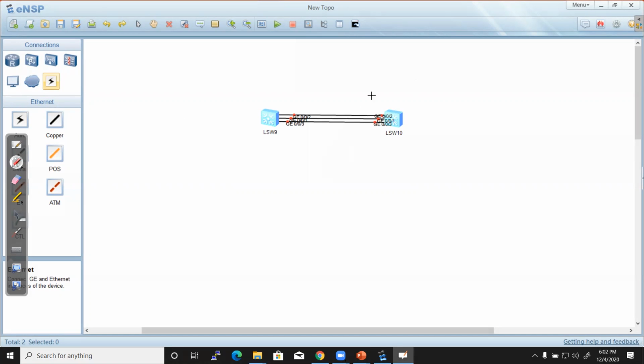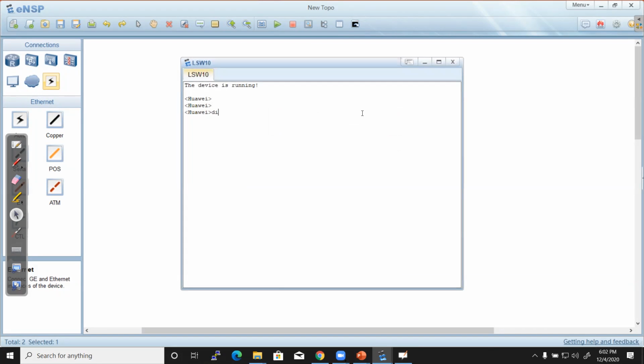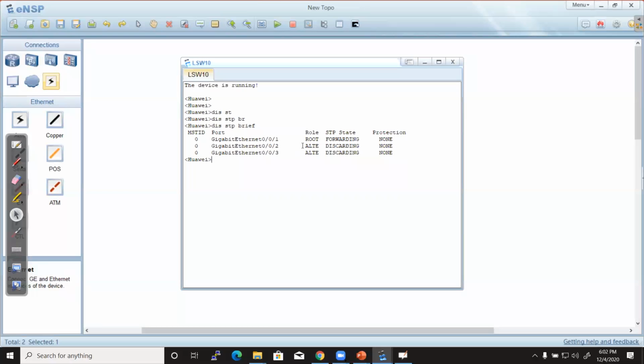And you can see the working of STP. You will see STP will put two ports into the block state. Let me show you again the results of STP. Display STP brief. You can see STP has put two ports, port number 2 and 3, into the block state. That's what STP does in usual cases.